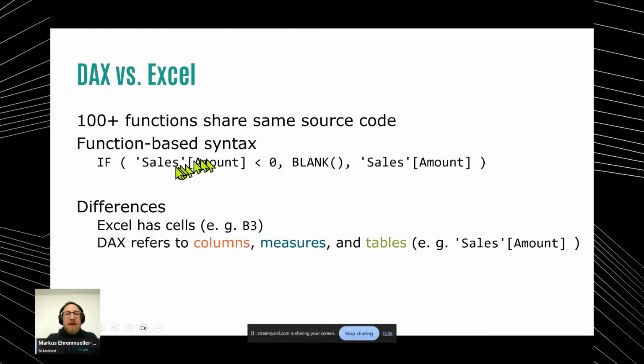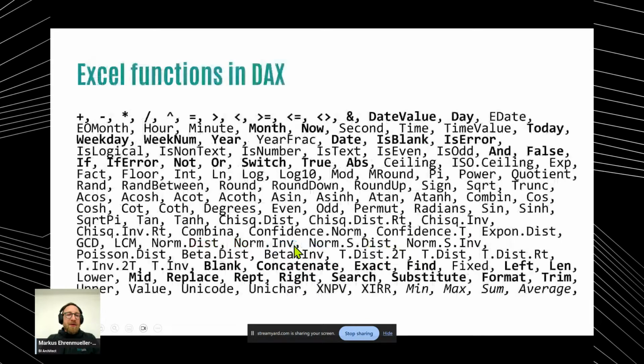In Excel, we would write cell references like B3 or A1 or whatever. In DAX, we refer to columns. That's the column name. Amount is the name of the column in brackets. And the table name where the column resides is under single quotes, Sales, right? First the table name, and then the column name. And we can also refer to measures and tables, right? Only putting the table name here, for example.